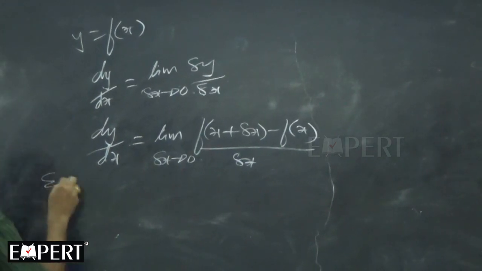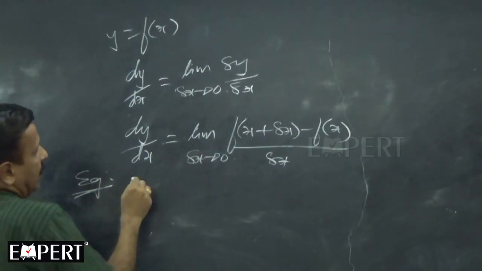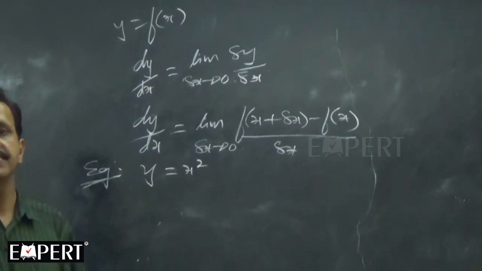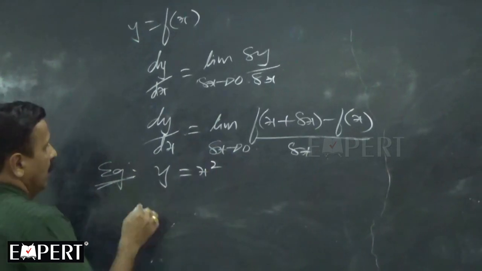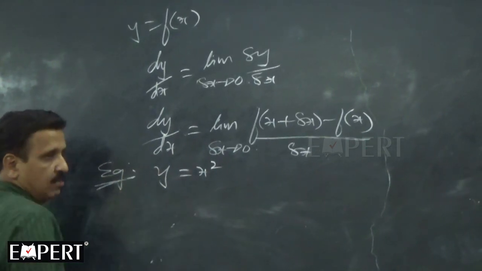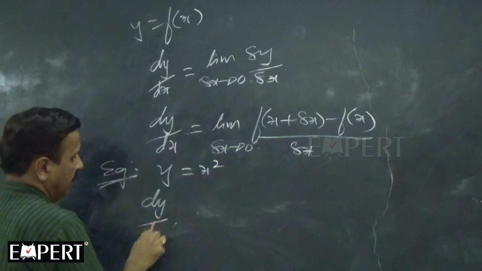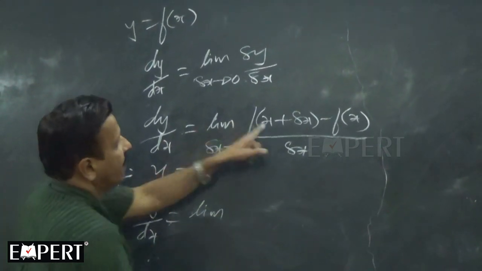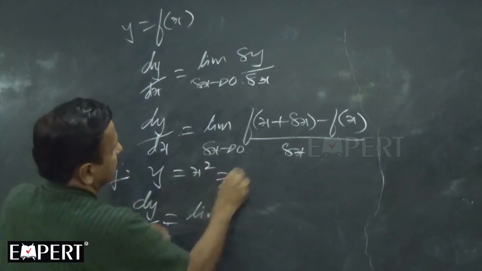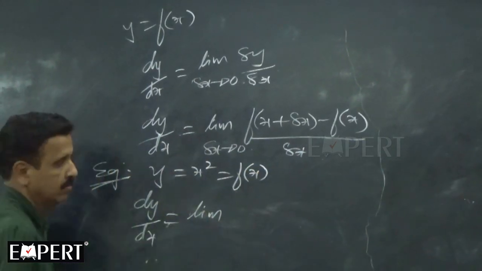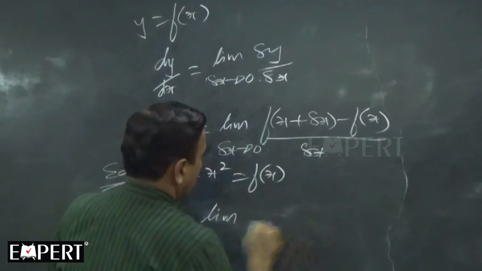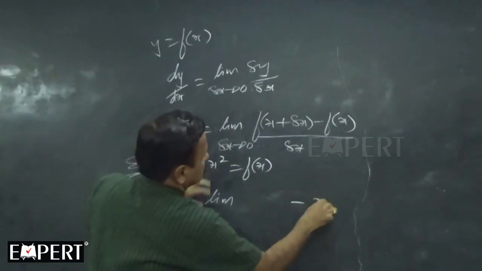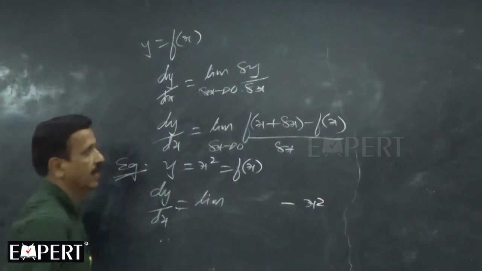We will consider one example. Say y is equal to x square. I need to find out what dy by dx is for this particular function. dy by dx is equal to the limit of f of x plus delta x minus f of x. I will write f of x first of all. What is f of x? x square. I have substituted here x square.